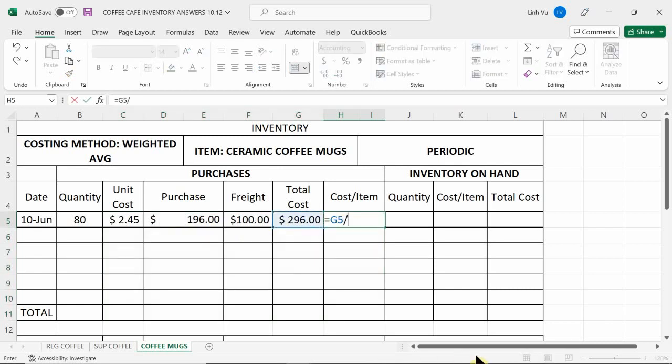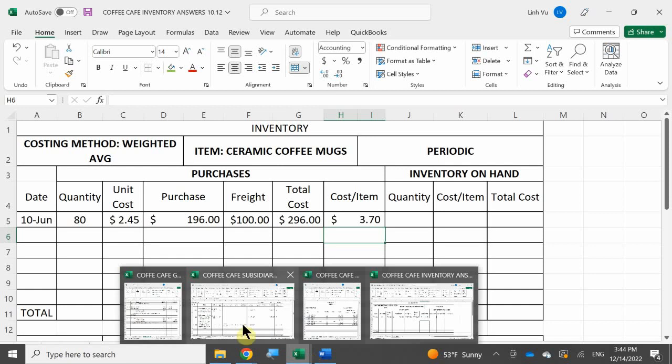How do we determine the cost per item, right? It's going to be your total cost divided by your total quantity. So in this case, I'm going to take my $296 and I'm going to divide it by 80 units and I'm going to get $3.70 per cup. But remember, we don't care for that because at the end of the day, we're going to combine them all together and we're going to find the average cost per item. Okay, so in this case, no need for that. So there you go. That's the first entry into your inventory worksheet. Okay, so I do apologize for skipping that one.